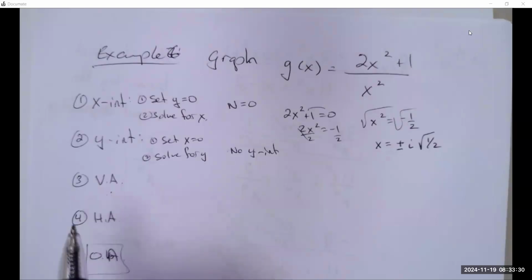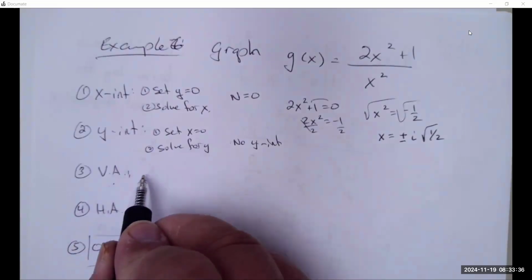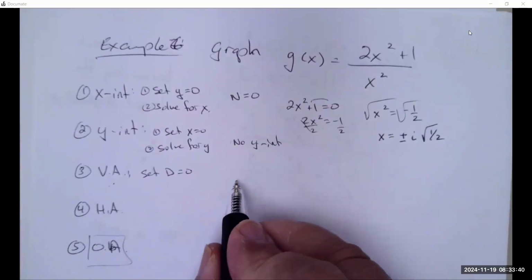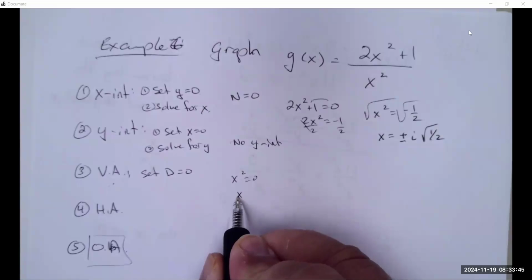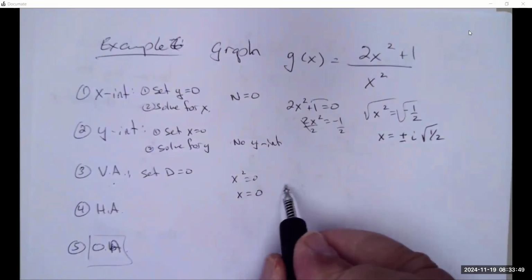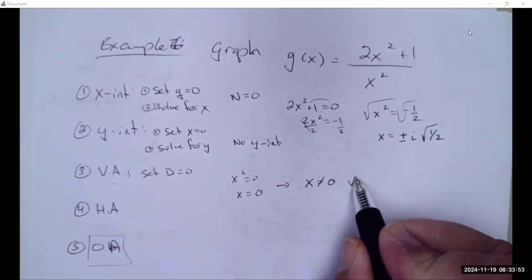What's the vertical asymptote? How do you find the vertical asymptote? Set the denominator equal to 0. So we have x squared equals 0, so x is equal to 0. What does that tell us? We cannot use 0. That's my vertical asymptote.